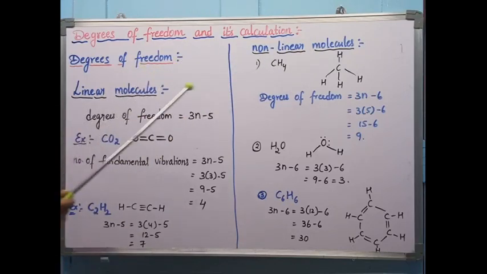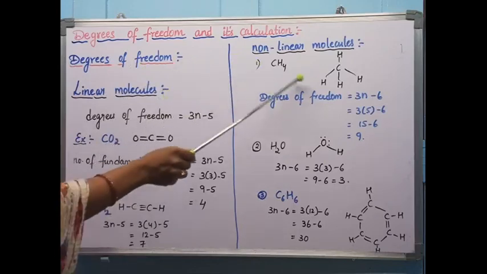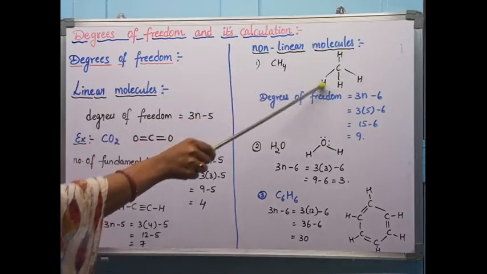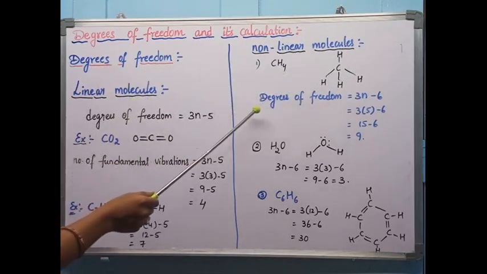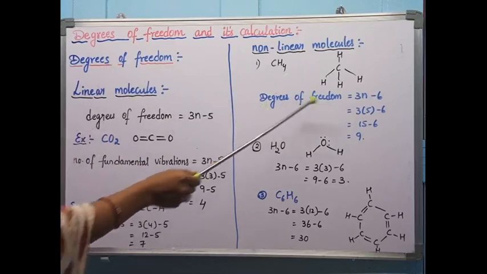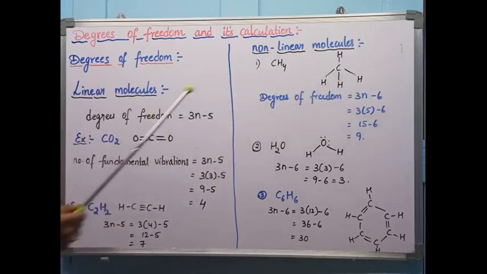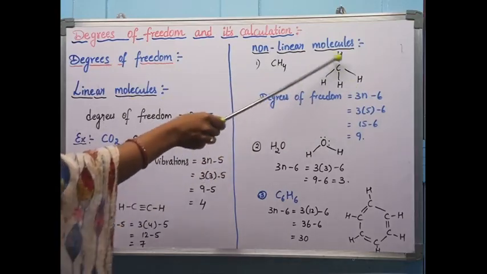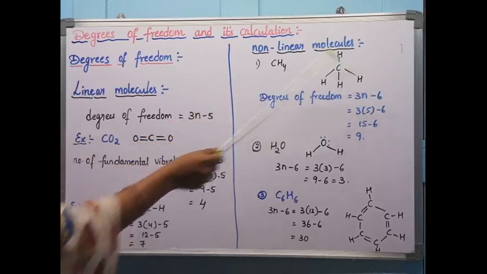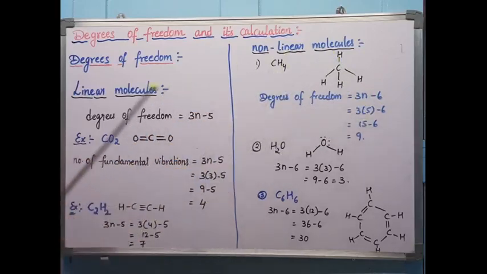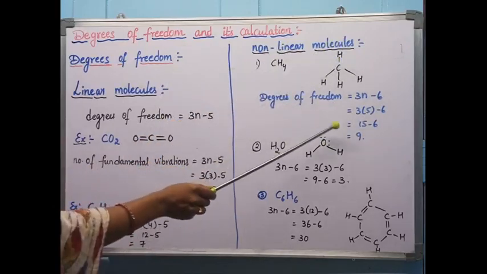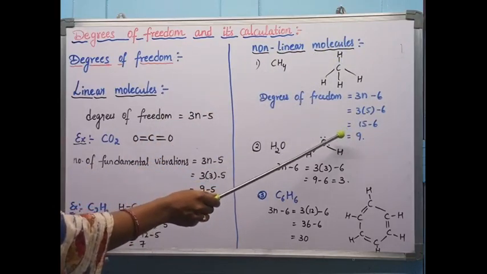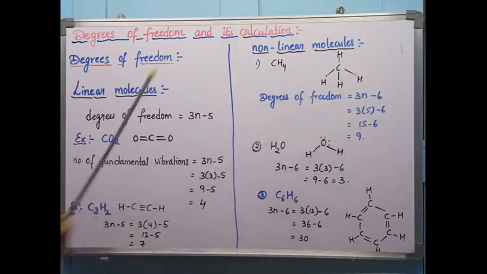For non-linear molecules, the best example I am taking is methane, CH4. So here we can observe the methane molecule structure, CH4 tetrahedral. Okay, so if we write the degrees of freedom with the formula 3n minus 6, so 3 into 5, we are having 5 atoms in the molecule. 3 into 5 minus 6, we are getting 15 minus 6. So totally we are getting 9 as the answer for this. So the total number of degrees of freedom or number of fundamental vibrations in methane is 9.